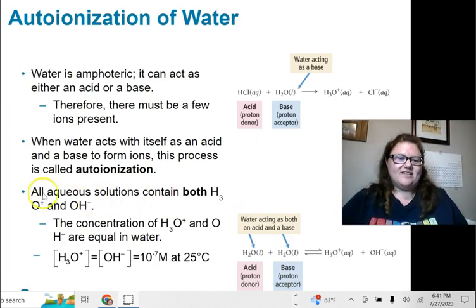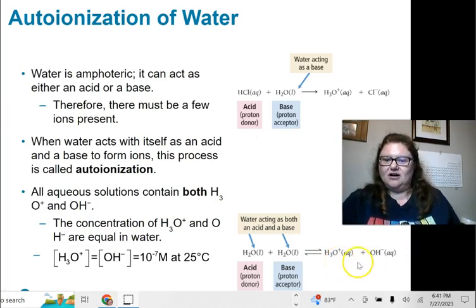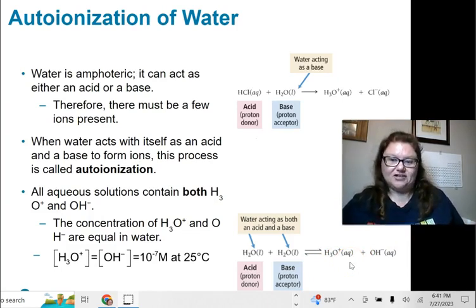And so we can say that all aqueous solutions contain both an H3O+ and an OH-. So we could say that the concentration of the H3O+ and the OH- are going to be equal when we're in water. For every water reaction, I'm going to have a hydronium produced and a hydroxide ion produced. So they're going to be equal all the time.